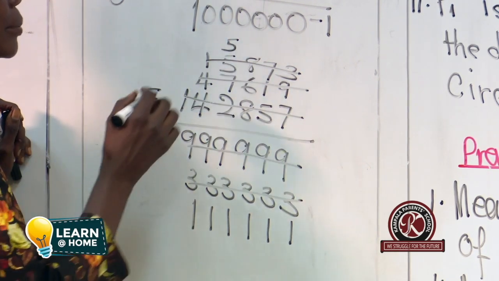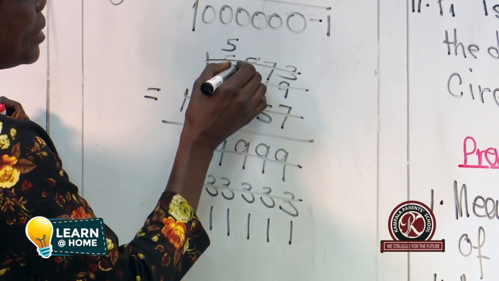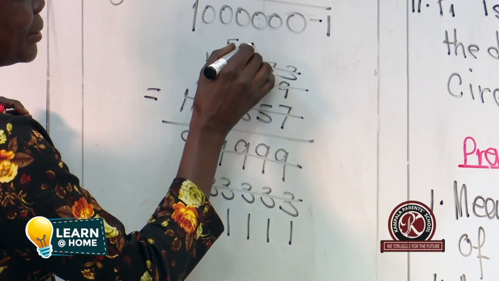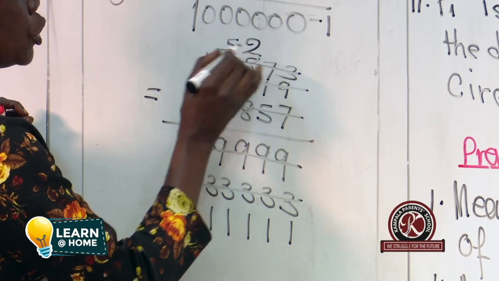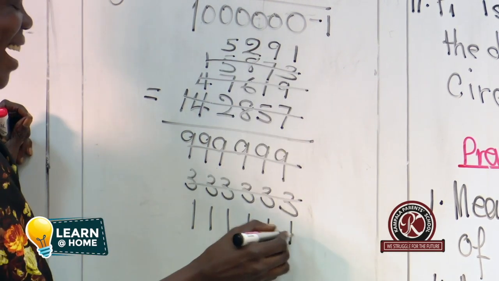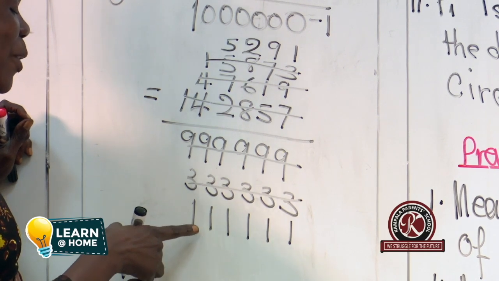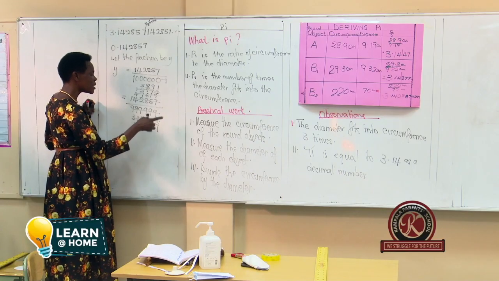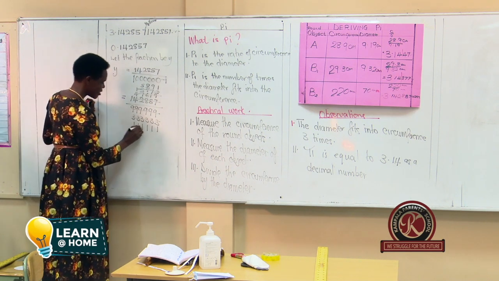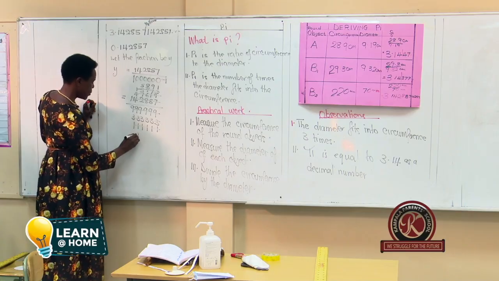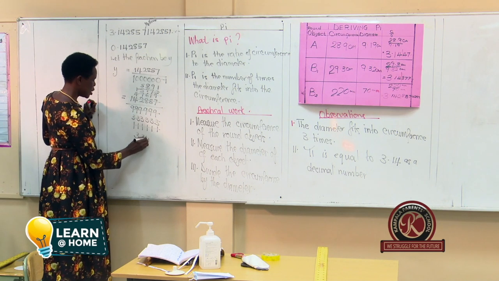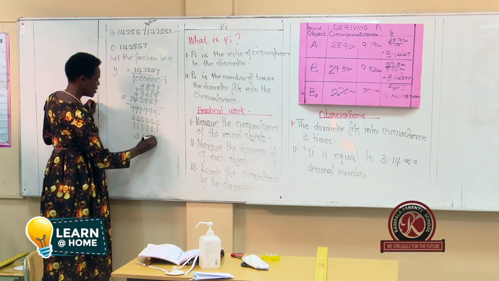5. What do we have here? 5, 2, 9, 1. And here can still be divisible because when you add 1 plus 1 plus 1 plus 1 plus 1, it gives you a multiple of 3. So I get here 3, get here 7, 0, 3, 7.